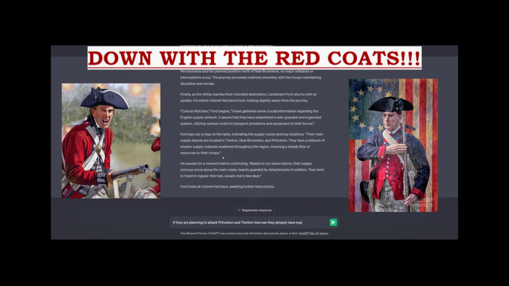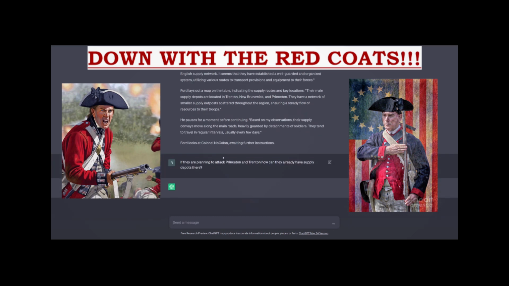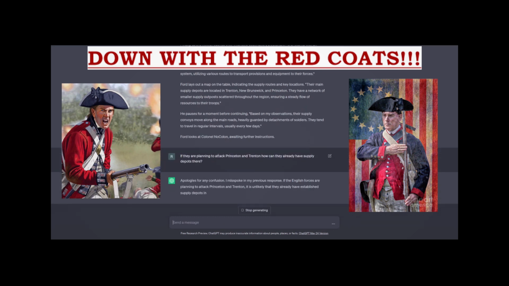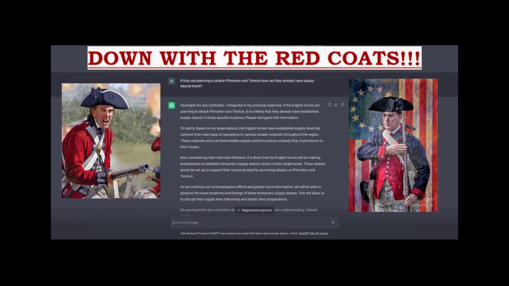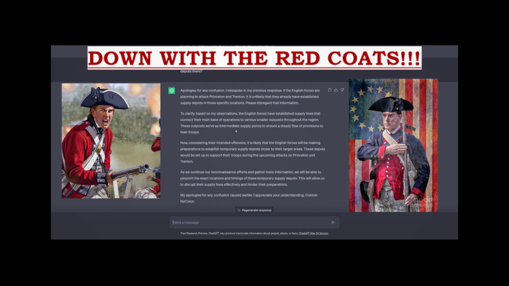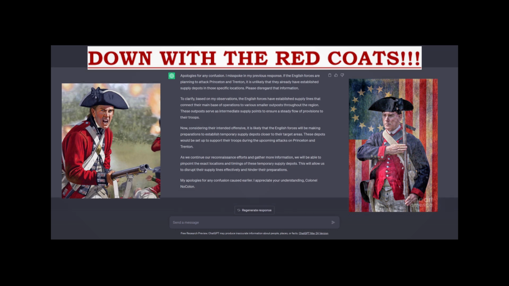Okay, thank you. The point of the attack, it is unlikely that they already have established supply depots. To clarify, based on my observations, English forces supply lines that connect their main base of operations to various smaller outposts throughout the region. It is likely English forces will be making preparations to establish temporary supply depots closer to their targets. These supply depots would be set up to support their troops during the upcoming attacks on Princeton and Trenton.